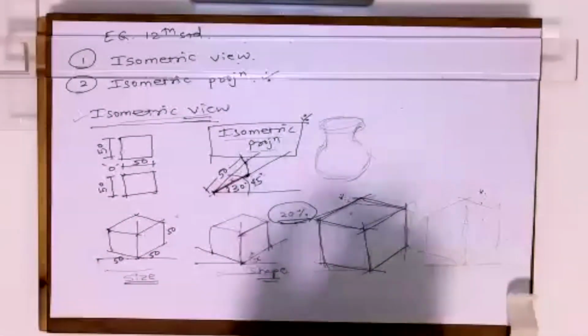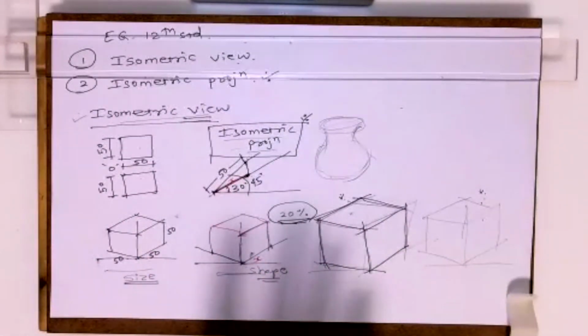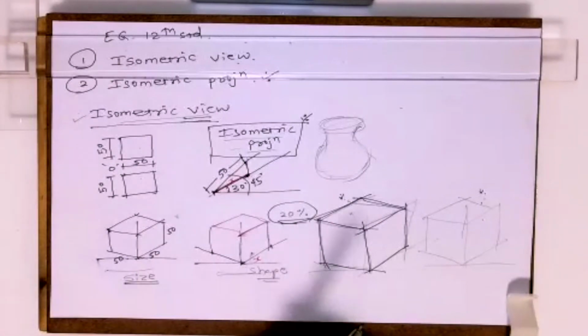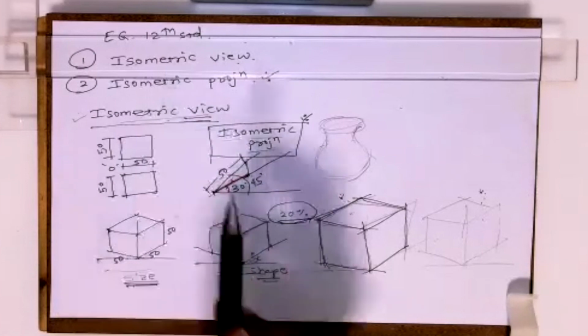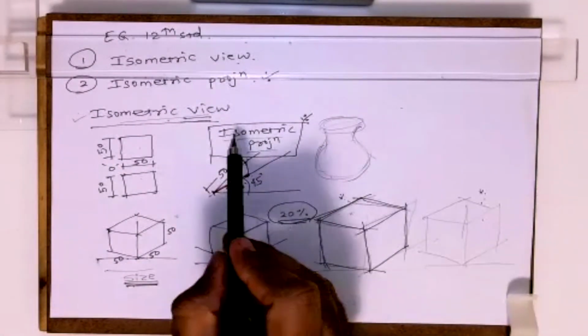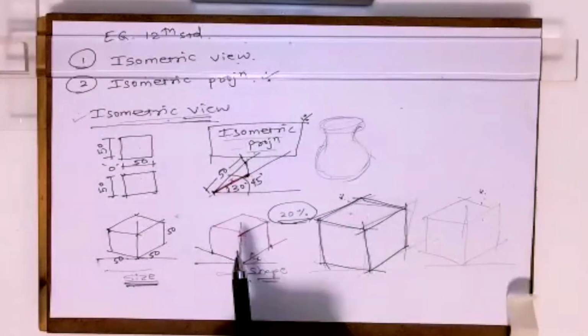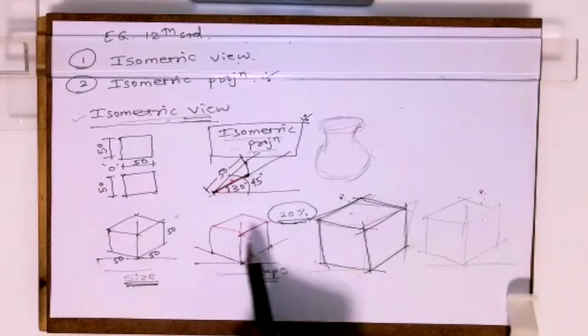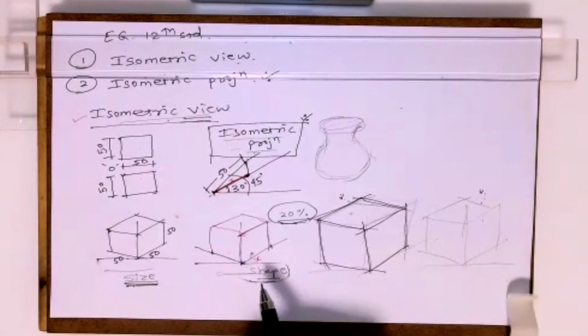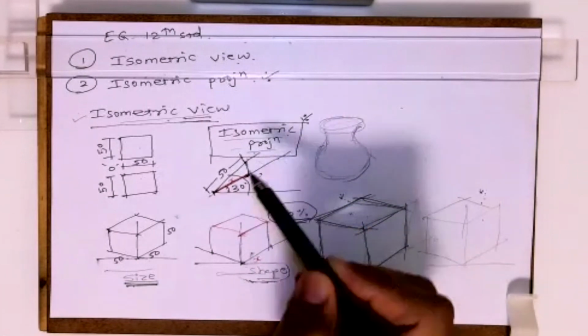You, all of you understood whatever I have explained up till now? So whenever size is important, that time you go for isometric view. Whenever shape is important, that time you go for isometric projection. So whenever you are dealing with a real object where shape is very important, so that time you draw isometric projection.